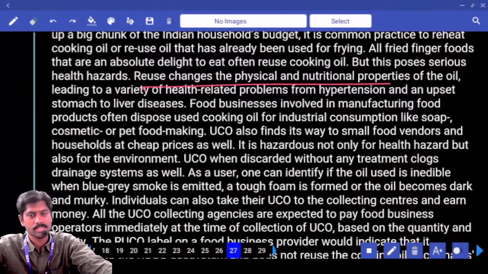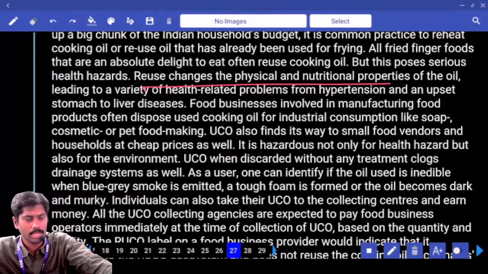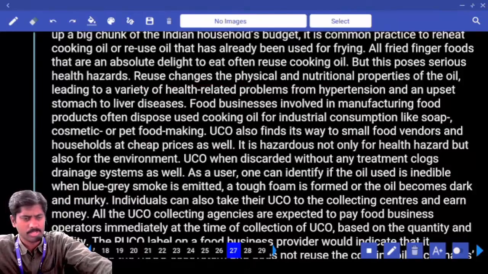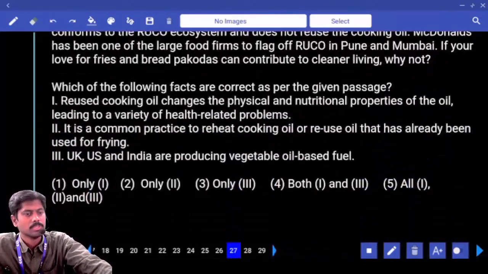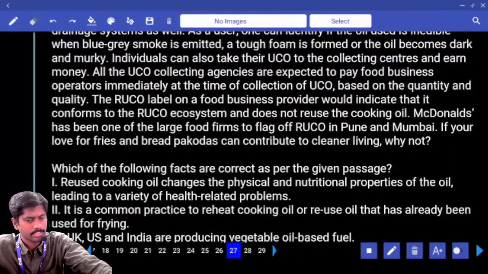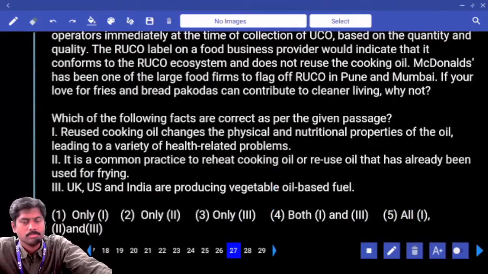Reuse changes the physical nutritional properties of the oil, leading to a variety of health related problems from hypertension and an upset stomach to liver diseases. True? Correct statement or not? Say something.